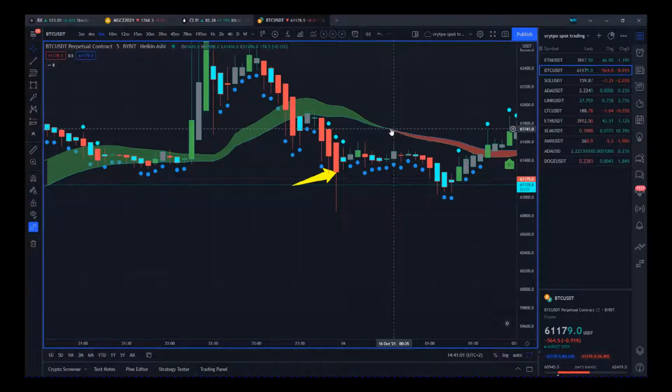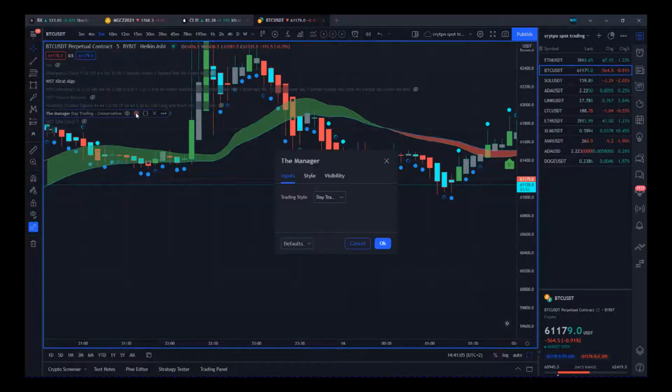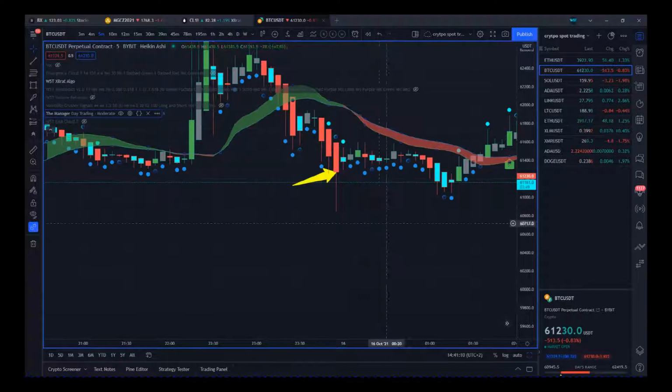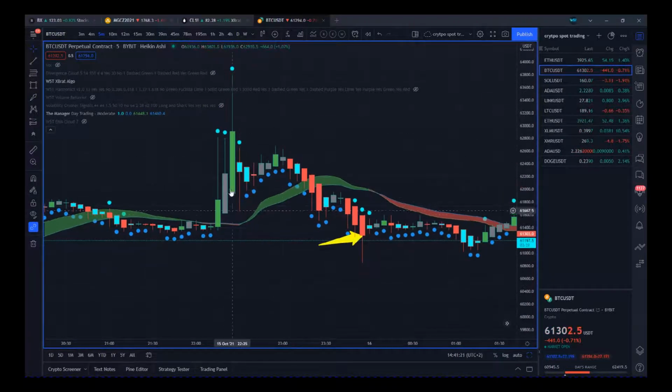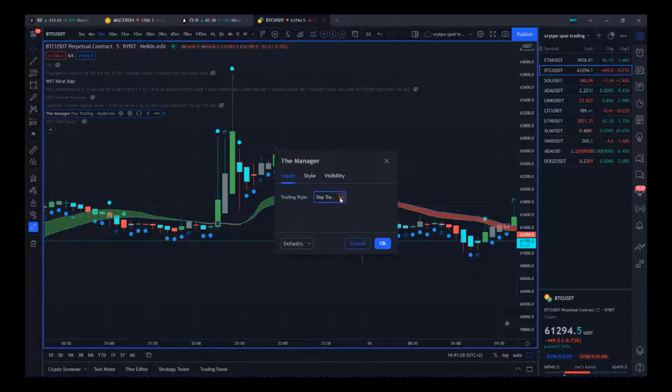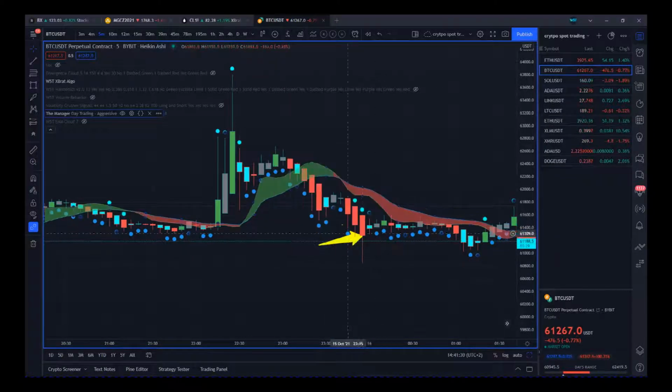It's set on conservative at the moment. If I now change this to day trading moderate, for example, you'll see the cloud closes up here. Now normally, if you had a real big, what we call parabolic move here, you could set that to either moderate, or you could in fact take it to aggressive. So when we have this big move up, we don't want to give much away.